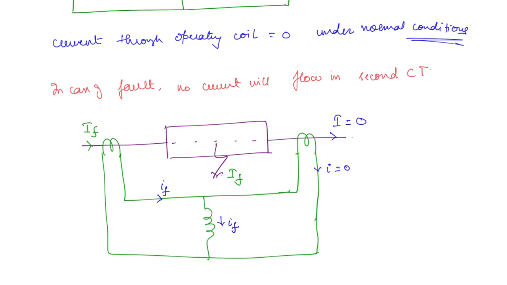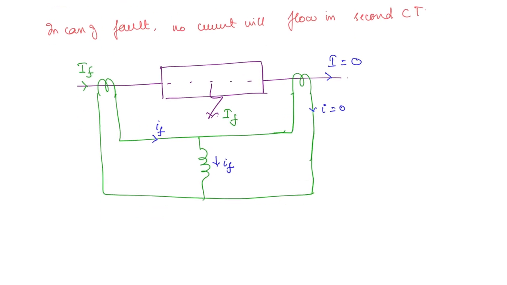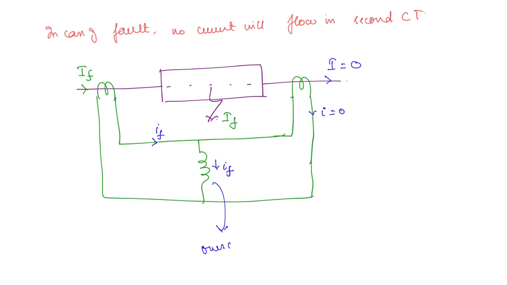Okay. So now the current flowing through the operating coil is going to give the trip signal to the circuit breaker. Okay, so that is how the differential relay will operate. So what is the kind of relay that we have here? It is nothing but an overcurrent relay. If the current exceeds a certain value in this coil, then it will give a trip signal. Okay, so here we have an overcurrent relay. Okay, and this entire setup that we have here is called the differential protection scheme. Okay, and in the differential protection scheme we are making use of the overcurrent relay.